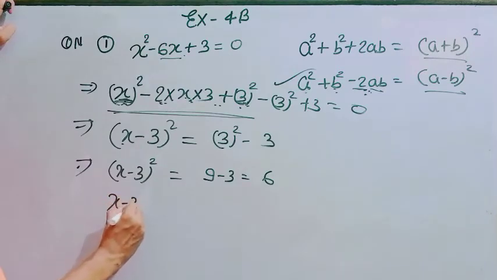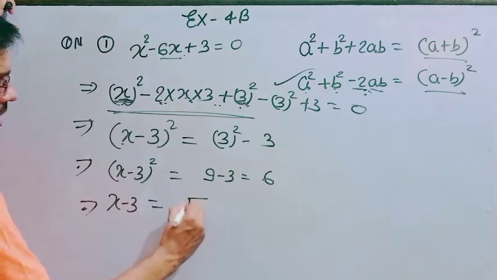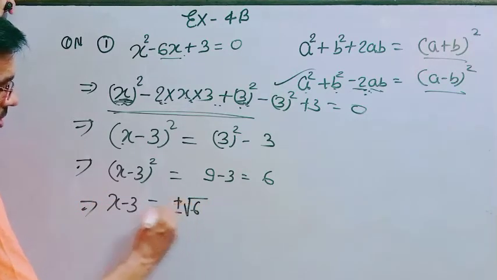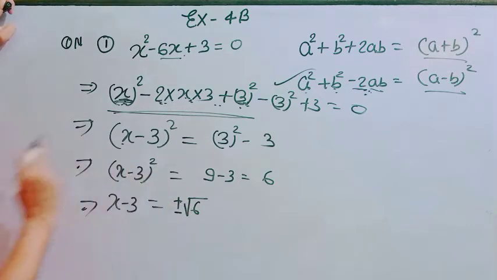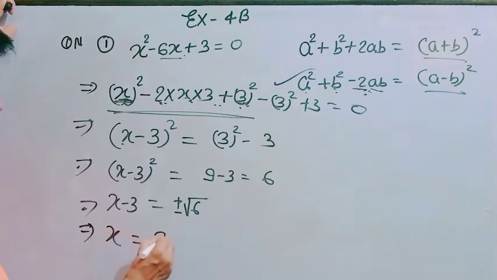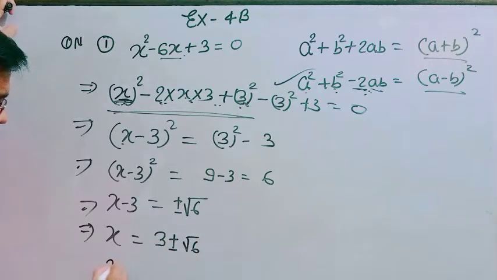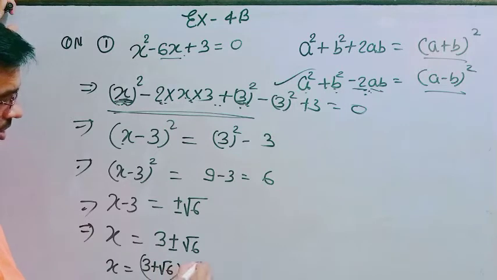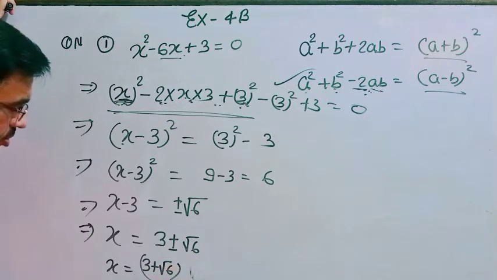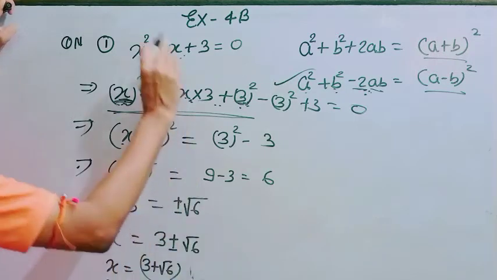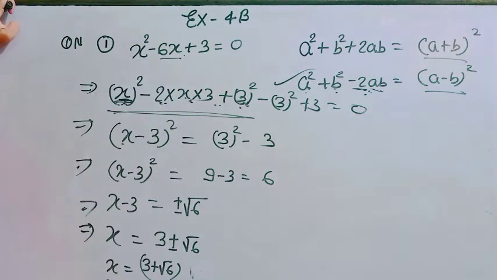So we write x minus 3 is equal to under root 6, and here is plus minus, because the square changes into the root, and the root of 6 is plus minus root 6. So what is the value of x? Then x is equal to 3 plus minus root 6. So one answer is 3 plus root 6 and the other answer is 3 minus root 6. So it is the true answer to the question x square minus 6x plus 3.